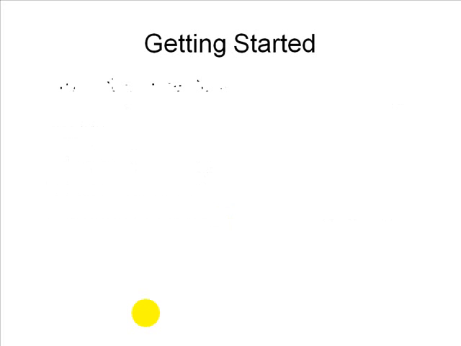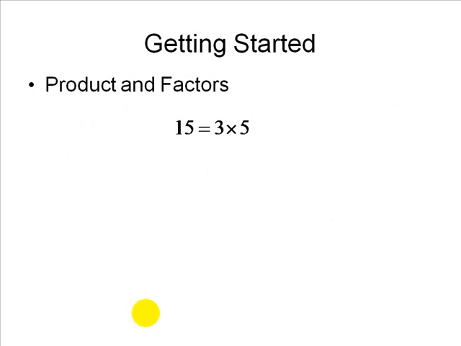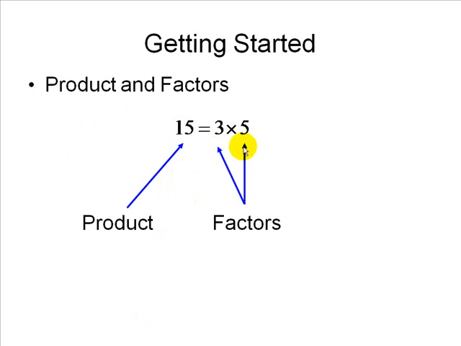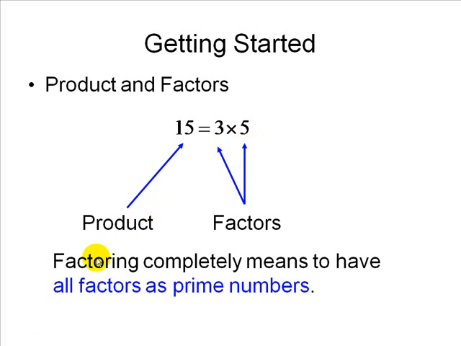So let's get started with some definitions, in particular product and factors. Let's say we have an expression 15 equals 3 times 5. We say that 15 is the product and the factors are 3 and 5. What we mean by factoring completely is to have all factors as prime numbers. In this case, we have 15 broken down into factors 3 and 5. Another example is 20, where we broke it into the prime numbers 2 times 2 times 5. These numbers cannot be broken down any further.